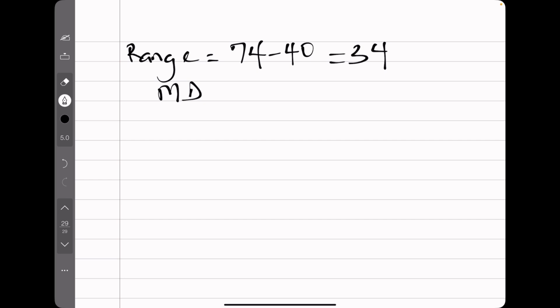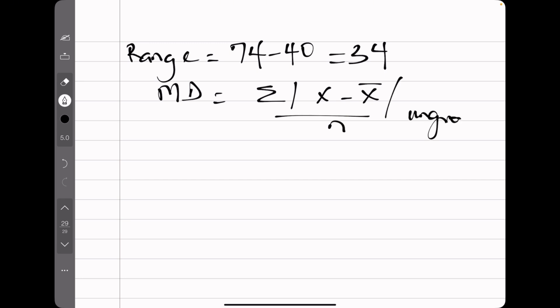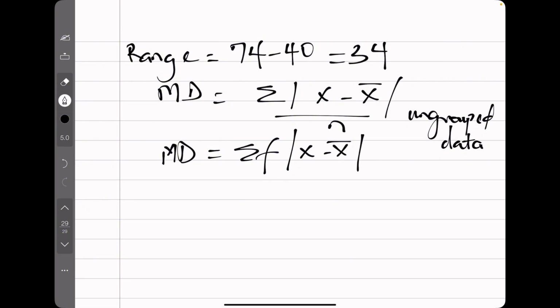So for the MD, we have summation of the absolute value of x minus x bar over n for ungrouped data. I'm sure you are with your calculators. Then for the MD of grouped data, we have summation f times absolute x minus x bar over summation f.